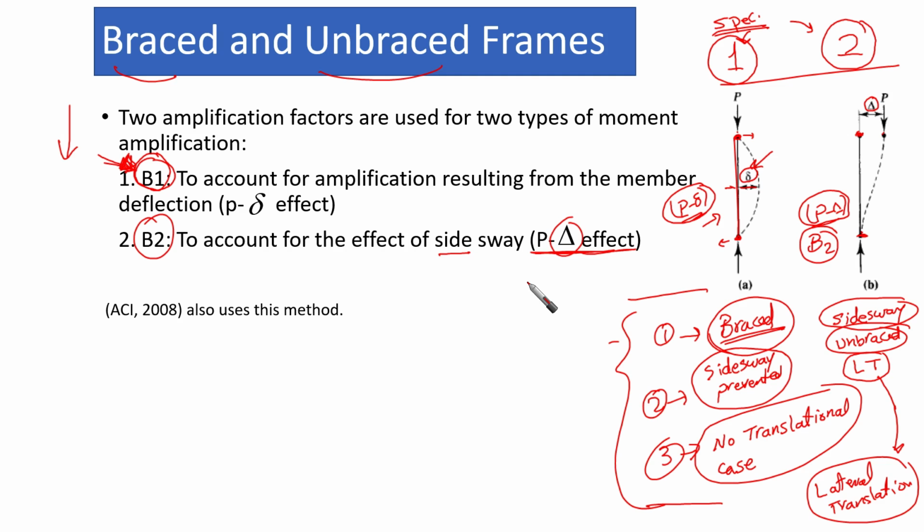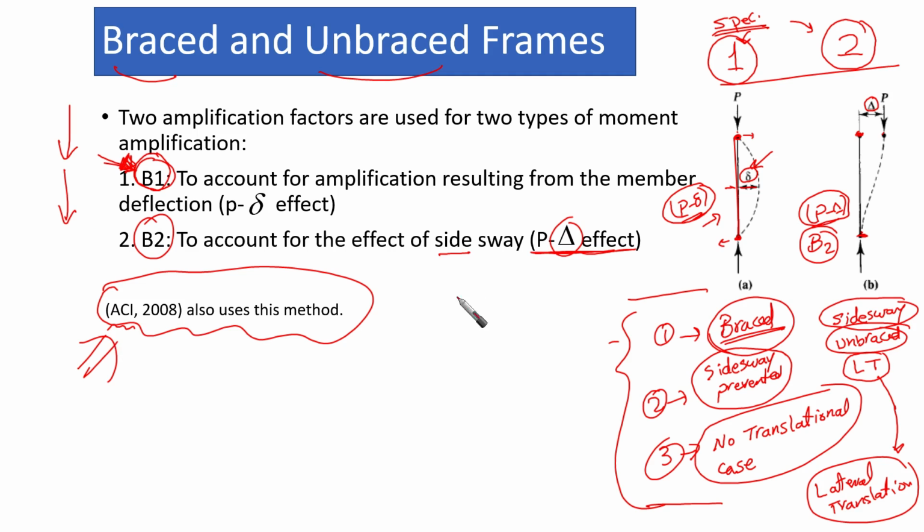For those who are interested in concrete, you can find the same approach is also used in reinforced concrete elements. If you visit ACI 318, version 2008 or a later version, I think they are also using the same procedure and the same philosophy for amplification of the moments, in the case of braced or unbraced. So we are taking into consideration two factors, B1 and B2.